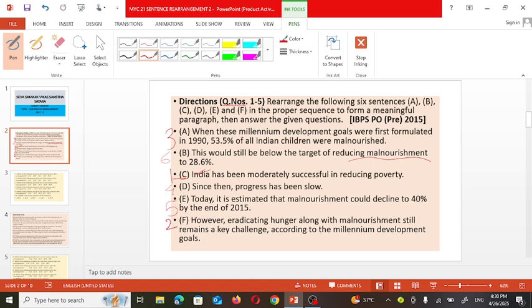So if we arrange the sentences accordingly, we are able to get a meaningful paragraph. So how can the sequence of the sentences be? The first statement will be C, then F, then A, then D as the fourth sentence. After that E, and the last one is B.